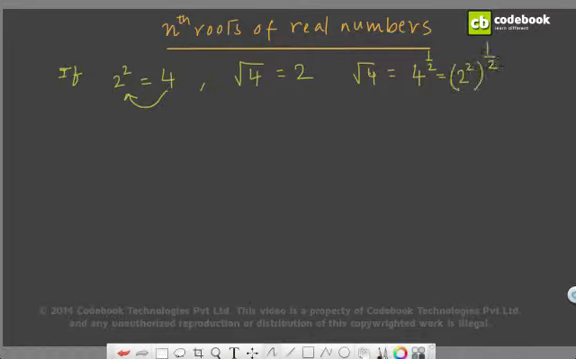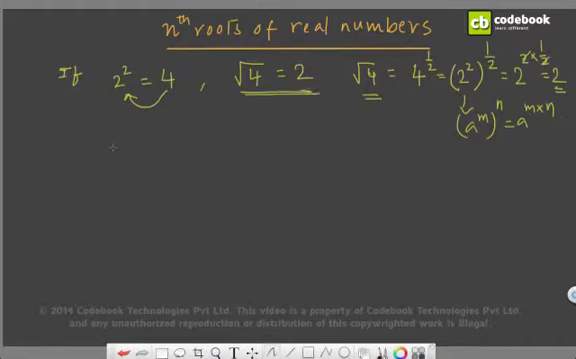And if you observe now, this is in the form of a power m whole power n is equal to a power mn. So applying that, you get 2 power 2 times 1 by 2, 2 and 2 cancel out, and it's equal to 2. So square root of 4 is equal to 2. That's exactly what we are saying here.